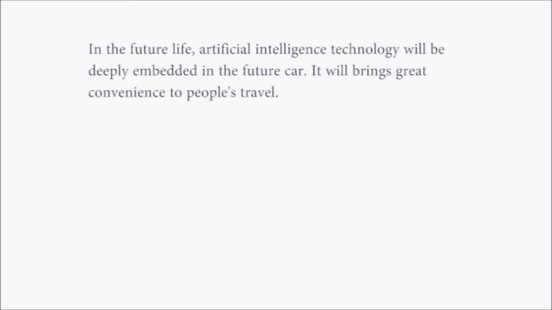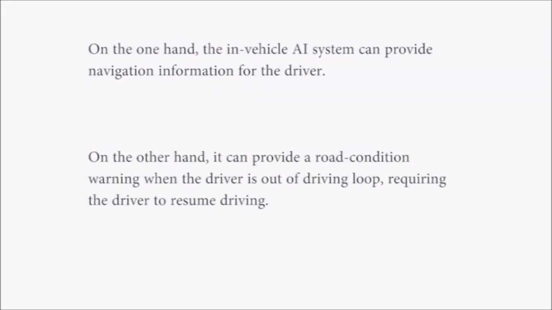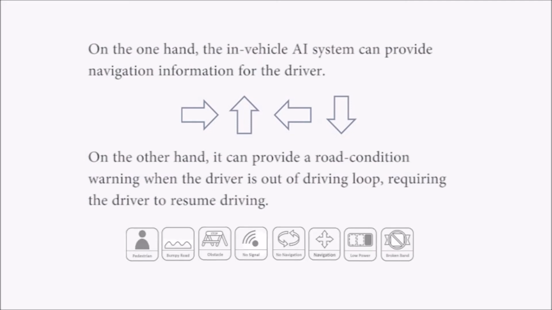In the future, artificial intelligence technology will be deeply embedded in the car. It will bring great convenience to people's travel. On the one hand, the in-vehicle AI system can provide navigation information for the driver. On the other hand, it can provide a road condition warning when the driver is out of the driving loop, requiring the driver to resume driving.